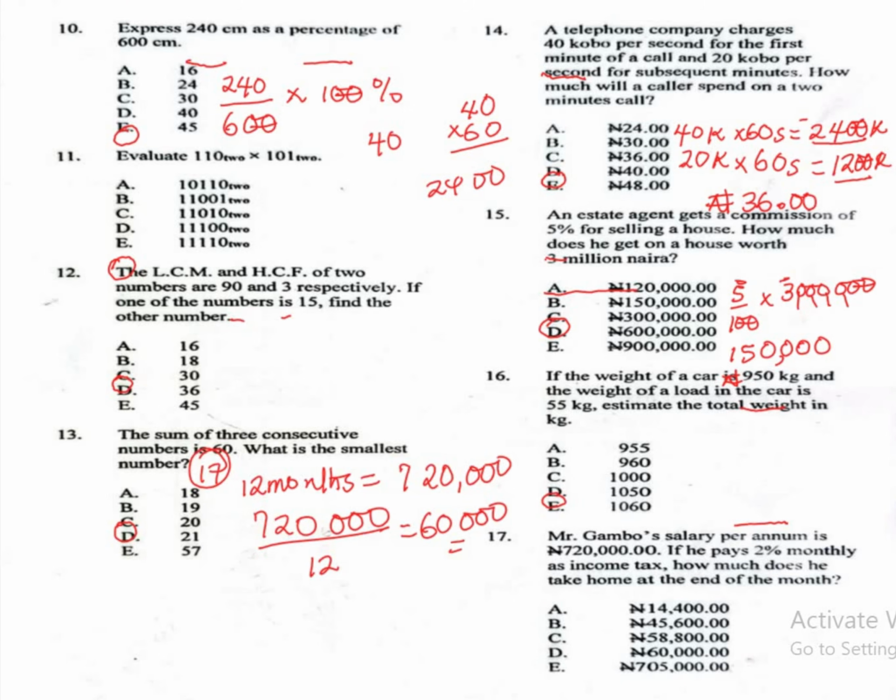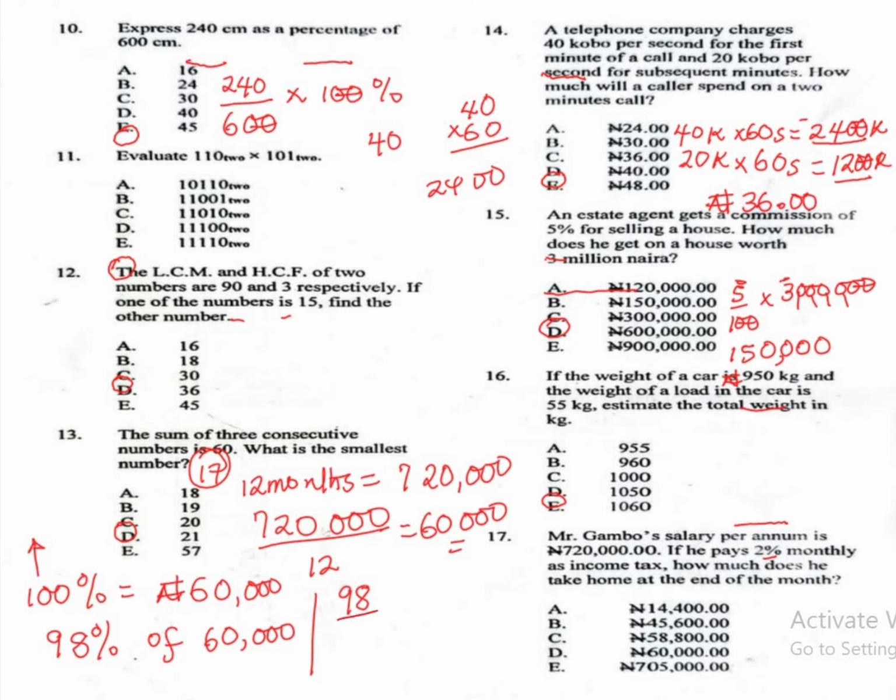So, since 60,000 naira is the total amount he earns in a month, let 100% be equal to 60,000 naira. The reason is that we use 100% to show total, and 60,000 from what we've done is the total amount he earns in a month. We were told in the question that he pays 2% monthly as income tax. If you remove 2% from 100%, what he takes home will be 98% of the amount he earns in a month, which is 60,000.